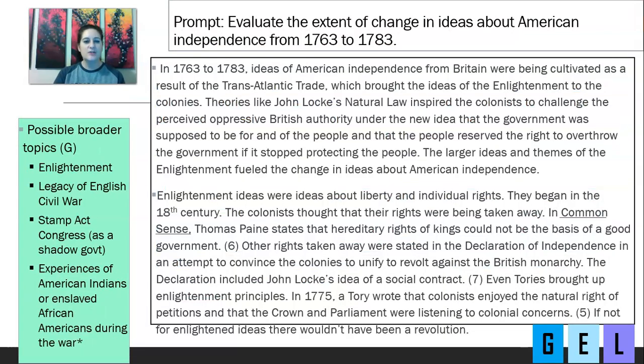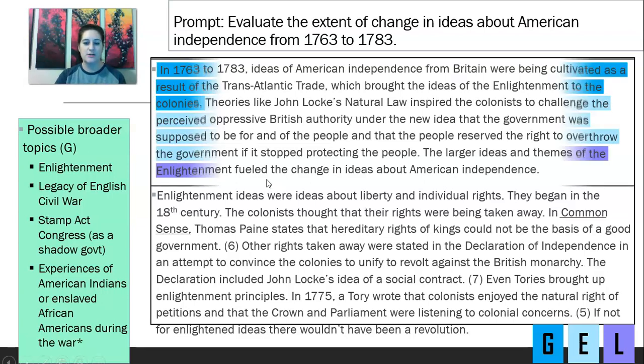Here is the 2017 U.S. History DBQ example. Evaluate the extent of change in ideas about American independence from 1763 to 1783. On the right-hand side, I have a list of possible broader topics. You also could have talked about experiences American Indians and enslaved Africans experienced during the war. Now that's something that occurs at the same time as the ideas about independence are evolving in the colonies.